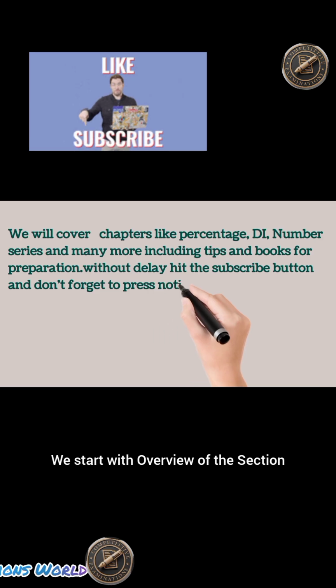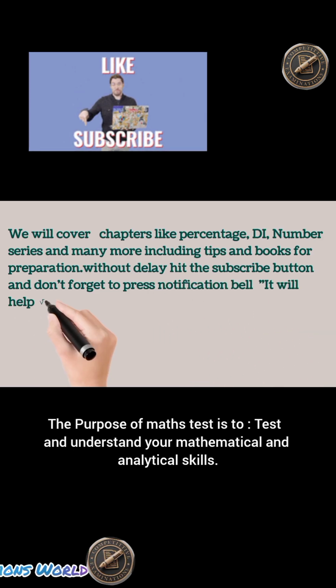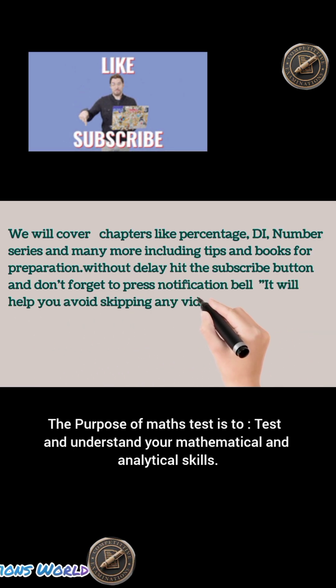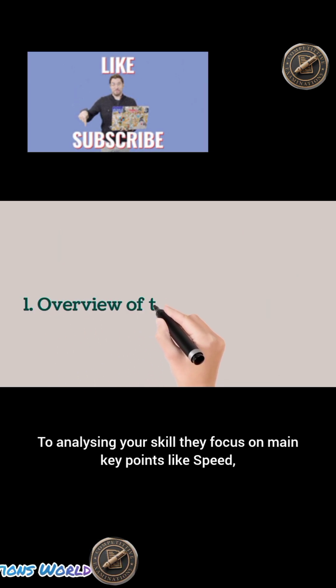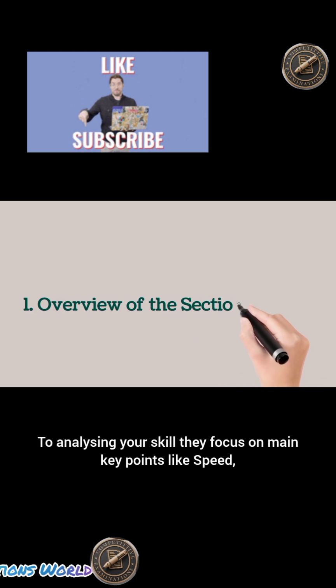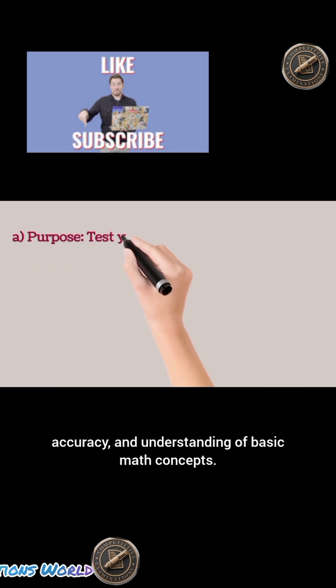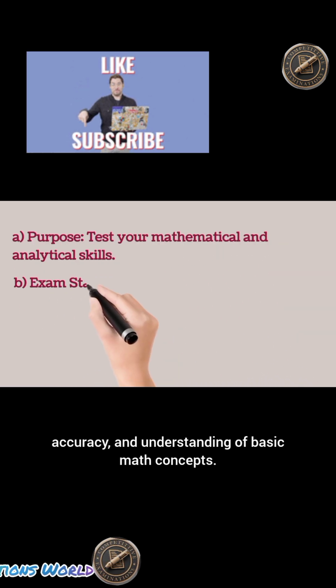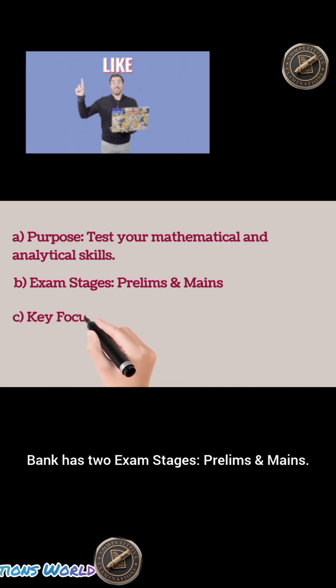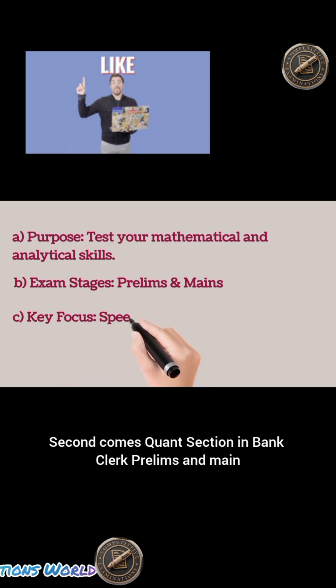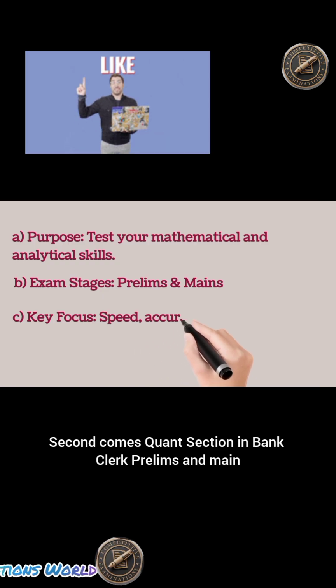We start with an overview of the section. The purpose of the maths test is to test and understand your mathematical and analytical skills. To analyze your skill, they focus on key points like speed, accuracy, and understanding of basic math concepts. Bank exams have two stages, prelims and mains. Second comes the Quant section in bank clerk prelims and mains.